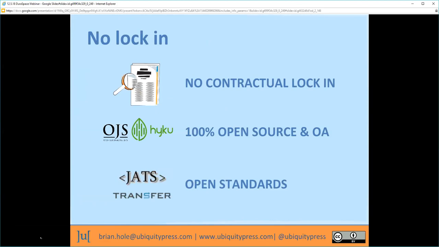And one of the things we bring to that is the experience of working on more commercial journals and with higher volumes and so forth. So we're helping to improve OJS in ways that will make it more suitable for larger publishers and larger journals to work with. And the same thing with Hyku.